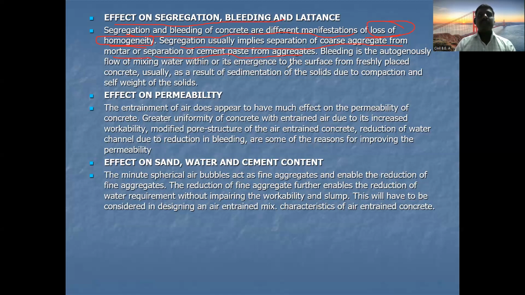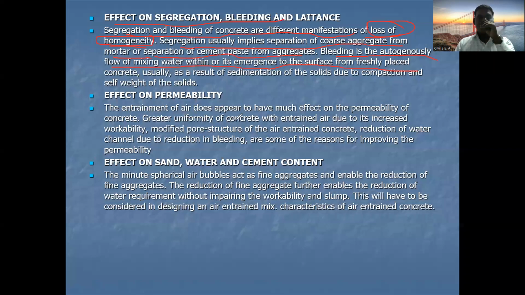That segregation process usually happens due to loss of homogeneity, where the homogeneity is disturbed, only if we add the air entraining agent. Then bleeding is the heterogeneous flow of the mixing water within, or its emergence to the surface, from the freshly placed concrete.